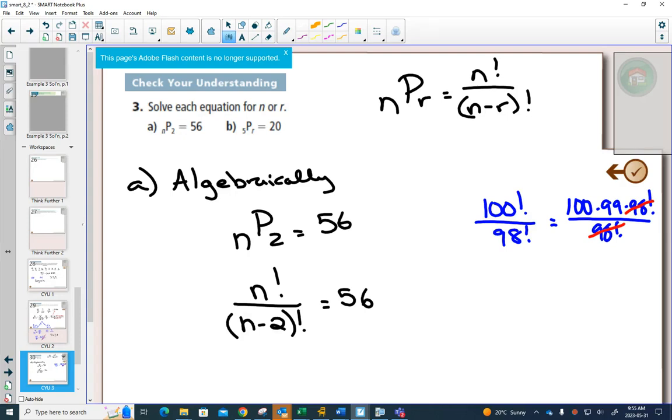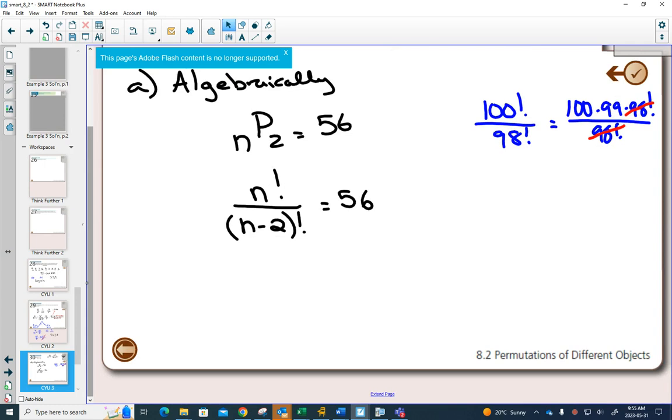The same thing happens when you have variables. You have to decide which is bigger, n or n minus 2. And if you're unsure, put a number in for n, like 10. This would be 10, this would be 10 minus 2, this would be 8. Obviously, the top is bigger. So we use the definition of a factorial and start expanding the top.